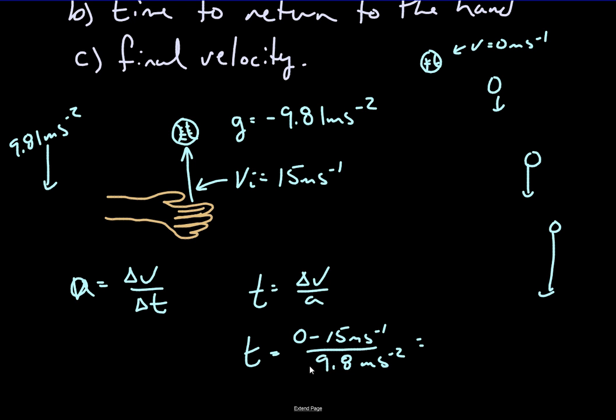Oh yeah, and that's one more thing. We gotta make sure this stays as negative 9.8, or we'll get a negative value, and we know that you can't have negative time. So this is the time it would take for this ball to get to its max height, 1.53 seconds. Okay?